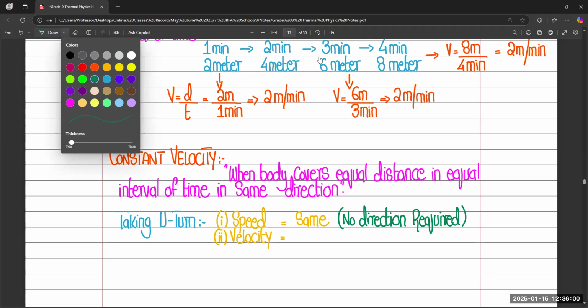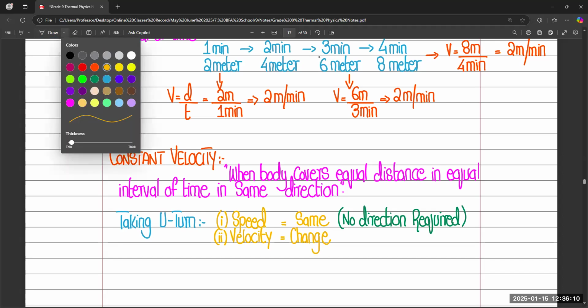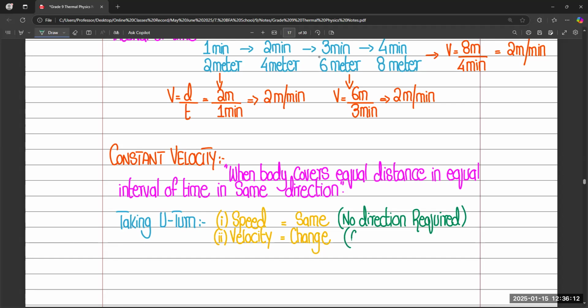And if we talk about velocity, velocity changes because of change in direction, right? Clear? Any question in this? No, sir. Okay. So, whenever we get questions like this, we can easily compare the differences between them.